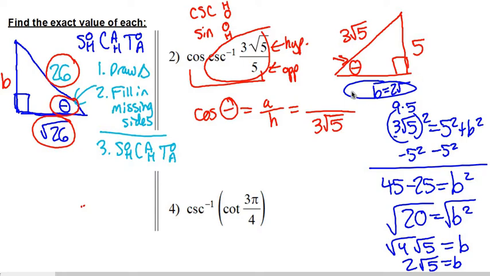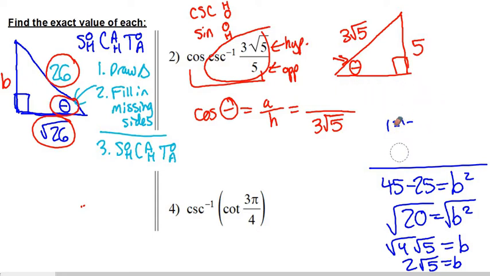Let me just clean this up a little so we can see it. So this is equal to 2 root 5 right there. That's our b value. Alright, so now the cosine would just be, we said it's adjacent, which is 2 root 5 over hypotenuse. Once again, the root 5's cancel, and we get 2 over 3.